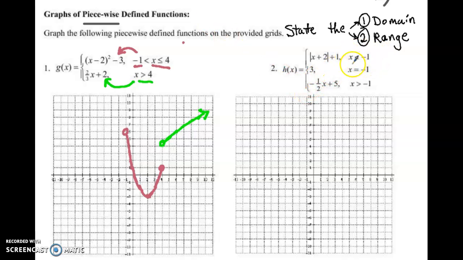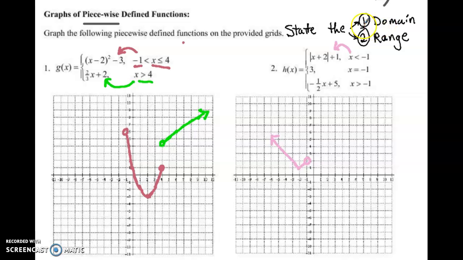where we have all of these pieces. I'm trying to change colors so you can see which piece corresponds to what. And we always go in order, like the top function will be furthest to the left because x is less than -1. So let's think about the absolute value. This is shifted left 2, up 1. So from the origin, left 2, up 1. And it's an upwards V. But once I get to x is -1, that's this value right here, I want an open circle. It's not equal to. And then we have the V shape going infinitely in that direction.